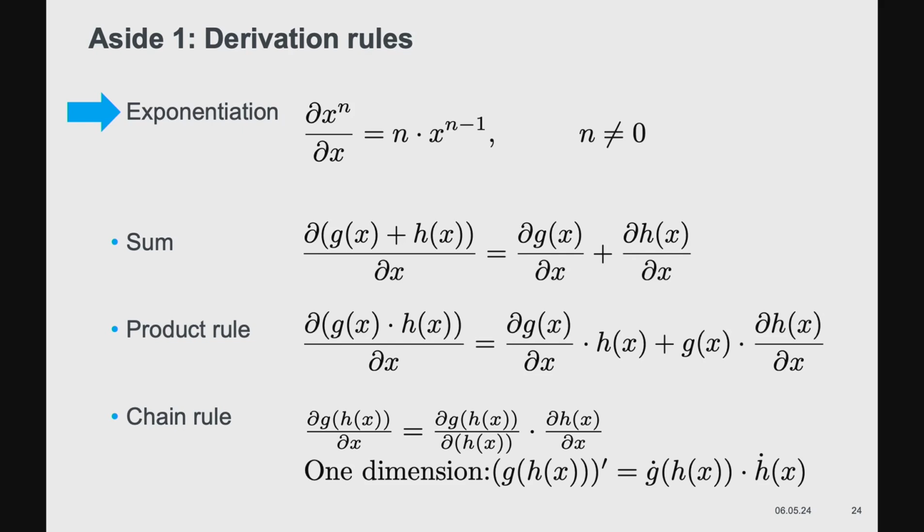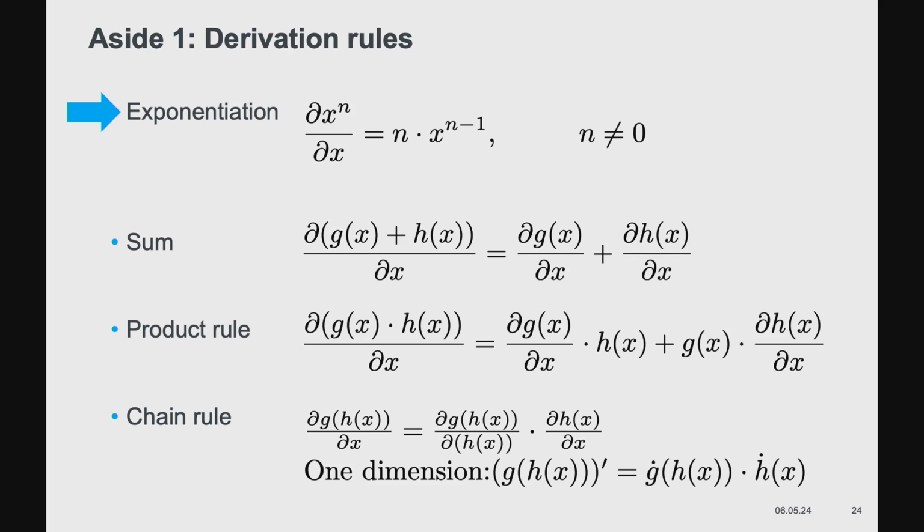If you have a product, you have the product rule. You have one function times another function. You take the derivative of f of x, times the value of g of x, plus, and here you derive the other part. And then there's the chain rule, which we need a lot also for neural networks. If you have g of h of x and you are interested in the derivation according to x, you do this in two steps. You derive g of h of x according to h of x, and then d of h of x according to x.